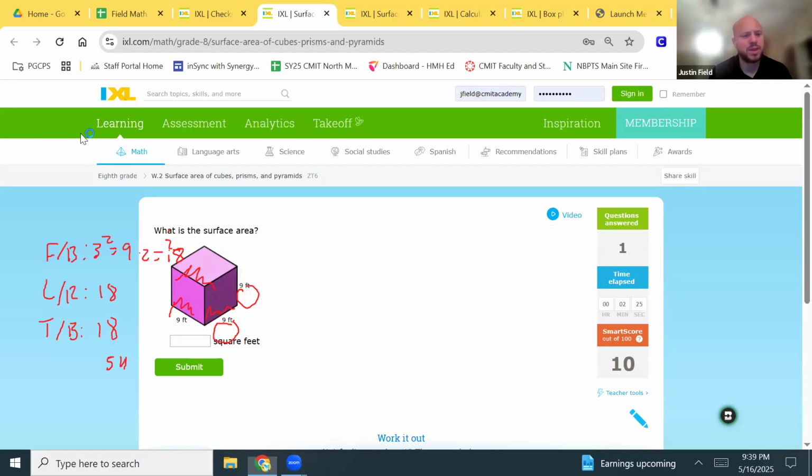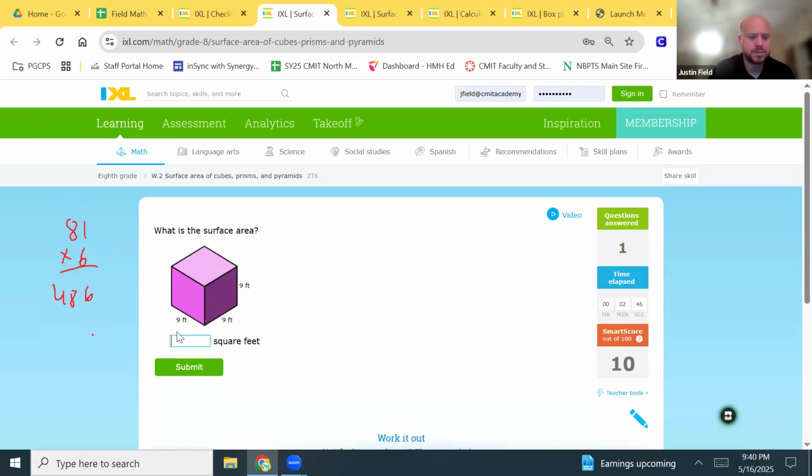And then the same thing here. Okay, we gotta do this one again. So then 9 times 9 is 81. So we got 6 faces of 81. So that's gonna be 486.